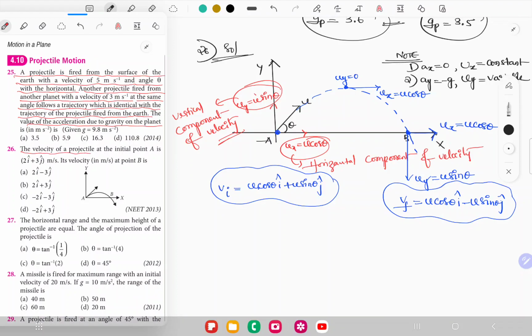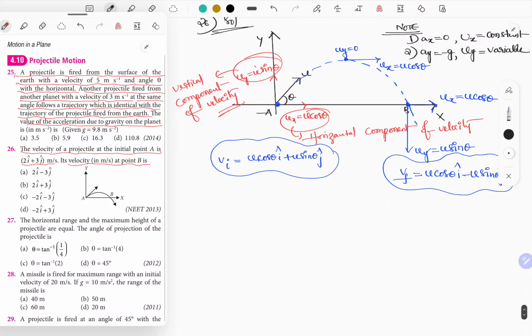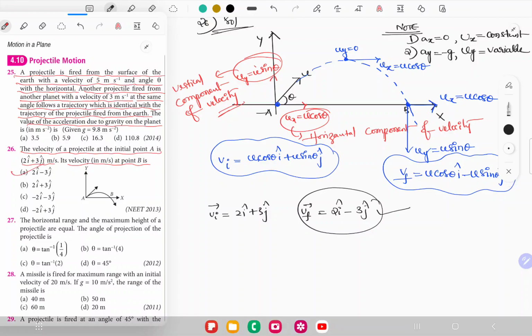They said the velocity of a projectile at initial point A is 2 i cap plus 3 j cap. Its velocity in meter per second at point B. Point B is nothing but the position at which the object will hit the ground. So the initial velocity they have already given, that is 2 i cap plus 3 j cap. What is going to be the final velocity? Which component will change, vertical or horizontal? The horizontal component of velocity is going to be constant. The vertical component of velocity changes direction, that is minus 3 j cap. This is the answer for the given question and this is the proof. Hope you understand which option is correct. Option 2 is correct.